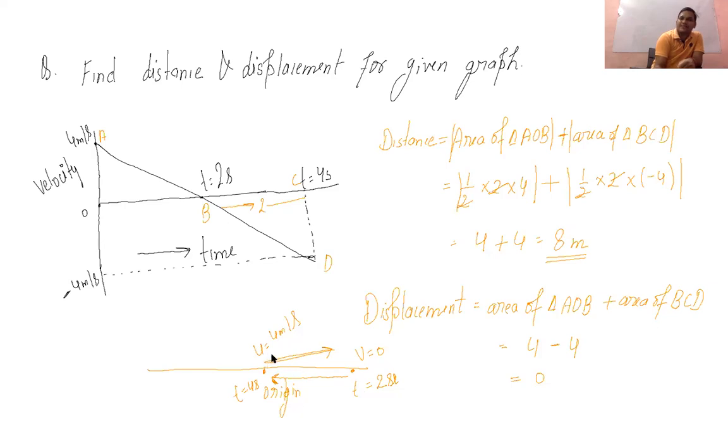And the distance will be 8 meters. Let's say this is x1 distance, this is x2 distance. Once we calculate x1 and x2, we add them, so it is 8 meters. Has it become clear to all of you? Yes, sir. Okay.